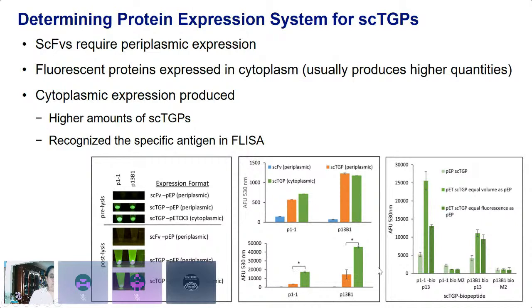And I wanted to bring your attention to this graph, where it shows that there's a statistically significant difference between the periplasmic expression in orange and the cytoplasmic expression in green. And the one-step FLISA data shows that the protein that is expressed in cytoplasm actually functions better as well. So we concluded that we will be choosing cytoplasmic expression for SCTGPs from now on.